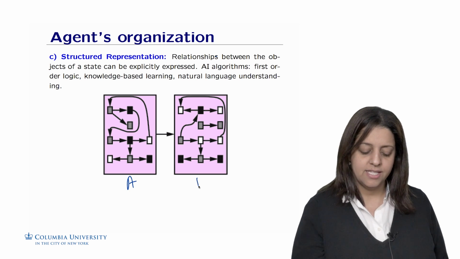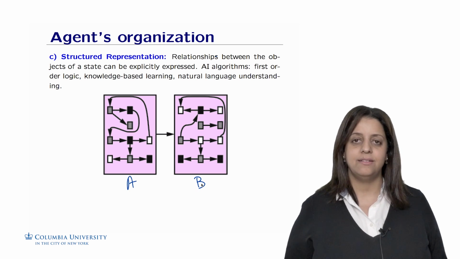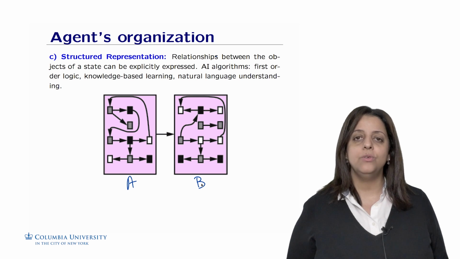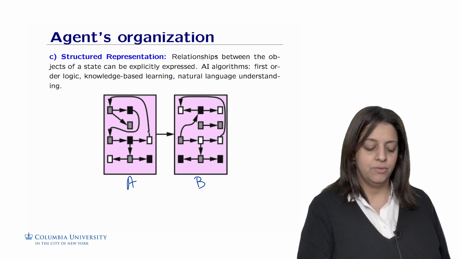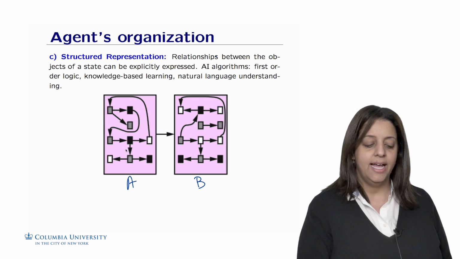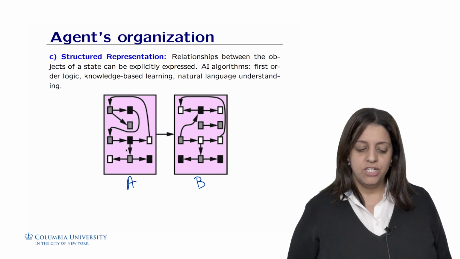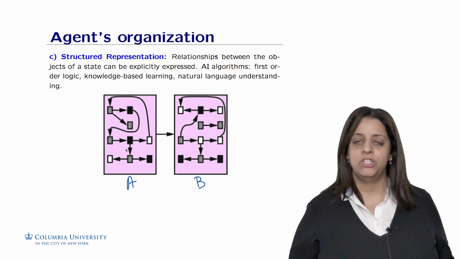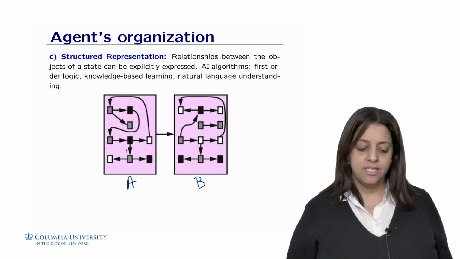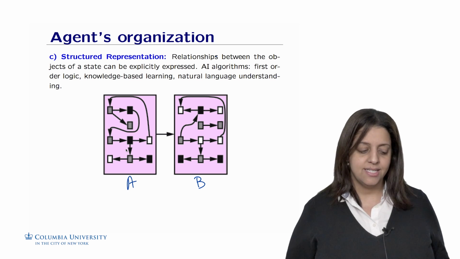And actually, each of the states not only has attribute values that describe the state, it also has relationships between the objects. For example, a pedestrian crossing the street, so there is a relationship between pedestrian and street, etc. So AI algorithms leveraging this kind of structure include first-order logic, in which you have relationships between objects, knowledge-based learning, natural language understanding, etc.